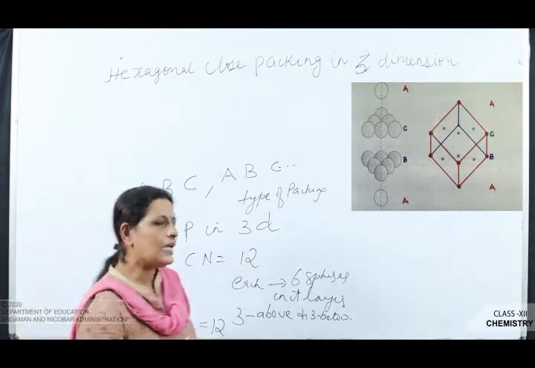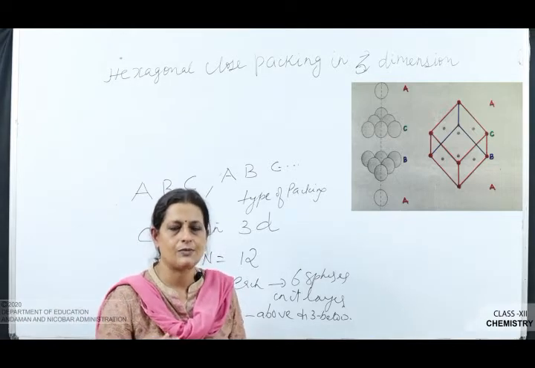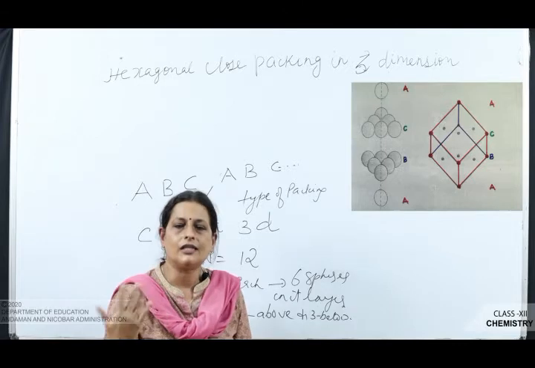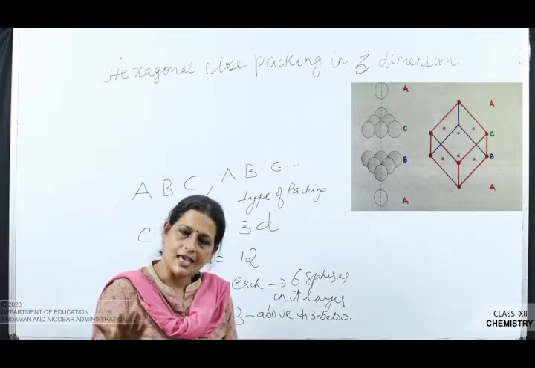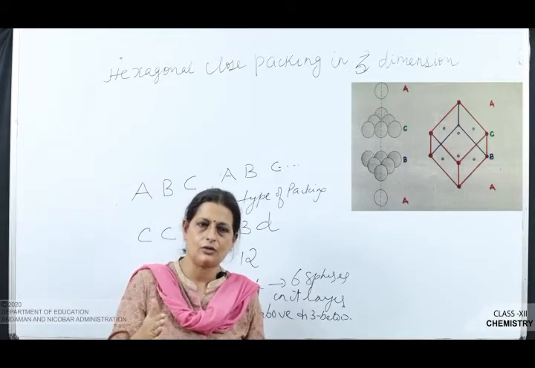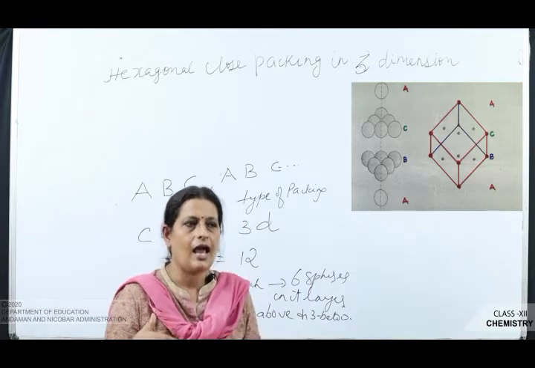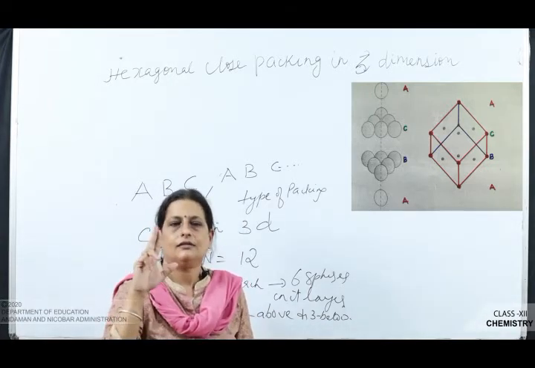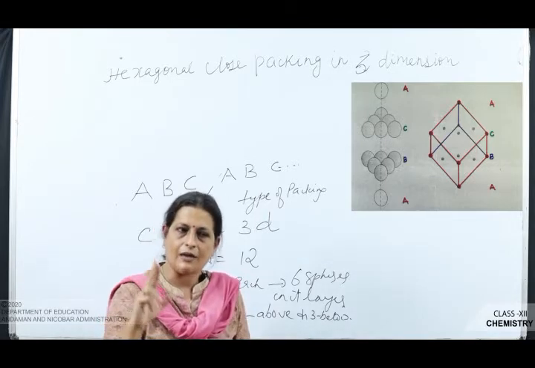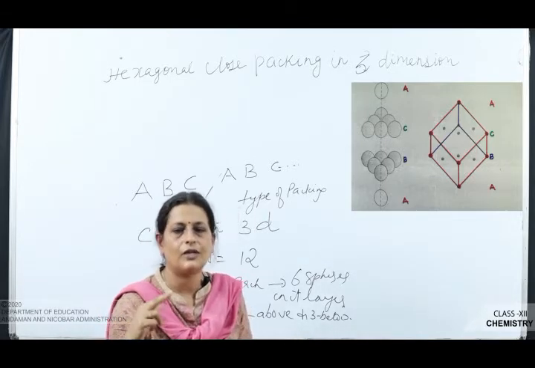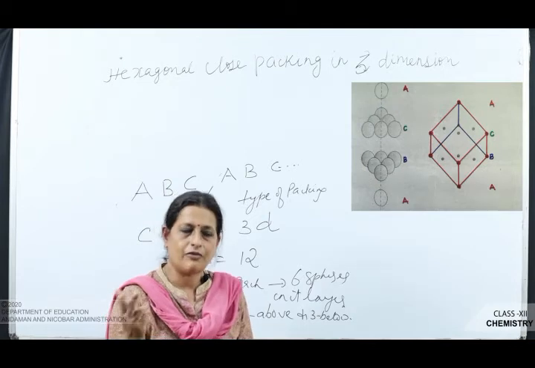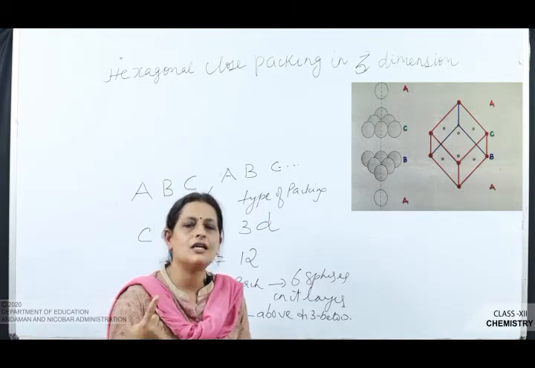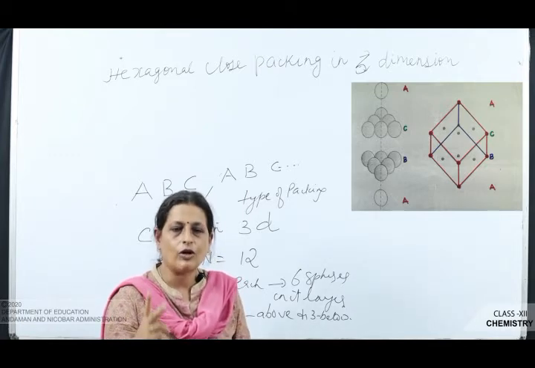Here also each sphere is in contact with 6 spheres in its own layer, 3 above and 3 below. So the coordination number remains what? Same, that is 12. So for hexagonal close packing in 3 dimension and hexagonal close packing in 2 dimension, the coordination number is different. For 3 dimension the coordination number is 12, and for 2 dimension it is what? 6. But for cubic close packing and hexagonal close packing in 3 dimension, the coordination number remains what? Same, 12.